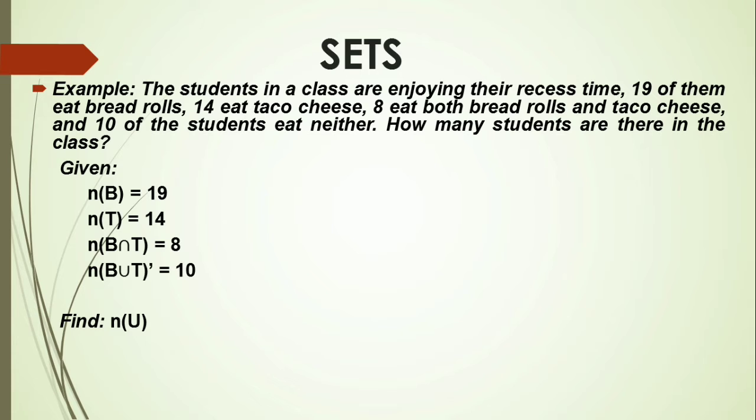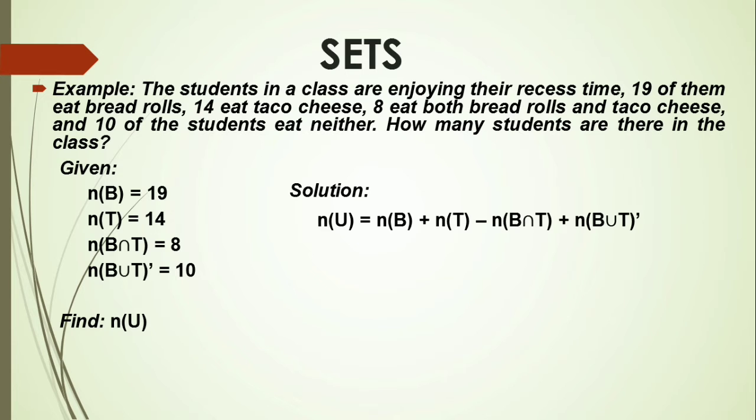In this problem, we are tasked to find how many students there are in the class, which is represented as the cardinality of U, or the universal set. There are two ways to solve this kind of problem. The first is to add all the given cardinalities except for the number of students who eat both of the snacks. This is because the number of students in the intersection is already present in both set B and set T.